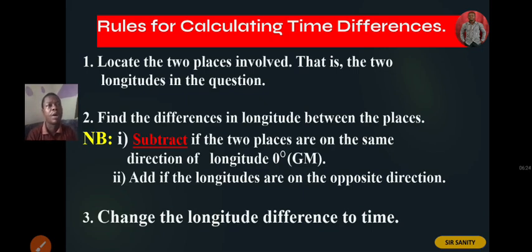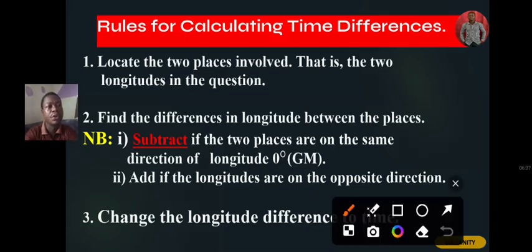Now, rules for calculating time differences. What you must know is that you must locate the two places involved, the places given to you. That is the two longitudes in the question.